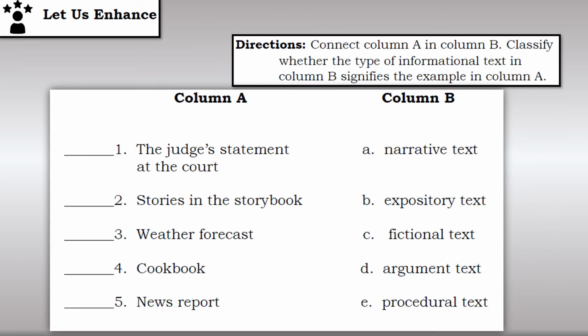Now, you have to connect column A and column B. You have to classify whether the type of informational text in column B signifies the example in column A. Number 1, the judge's statement at the court. Ano yung sagot? A, B, C, D, or E? Number 2, stories in the storybook. Number 3, weather forecast. Number 4, cookbook. Number 5, news report. Ano yan sila?